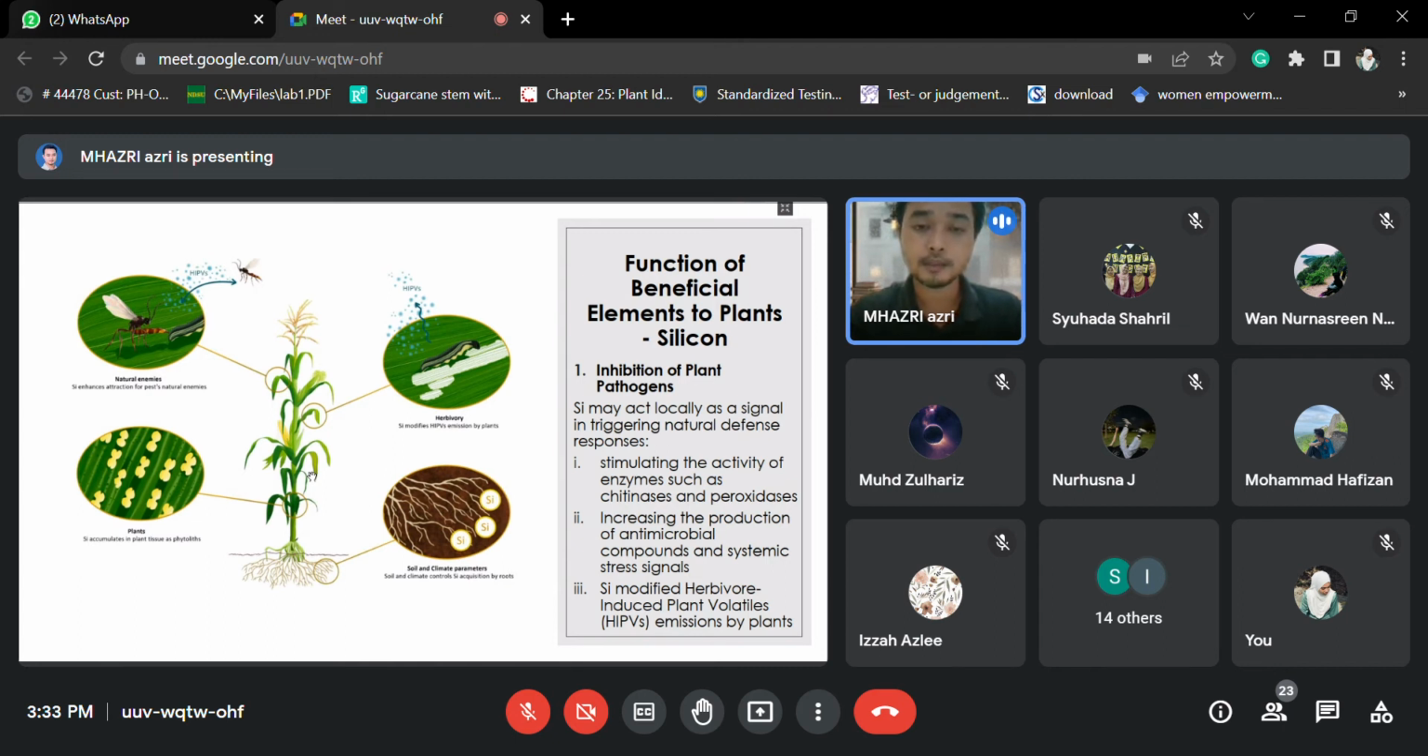Bahagian tisu tumbuhan yang being attacked by these pathogens will program a cell death, okay, necrotic lesions. Sebab apa? Bila dia hasilkan necrotic lesions ni, sel tumbuhan tu dan pathogen yang ada dalam sel tu akan mati. So dia dapat halang pathogen tu daripada merebak ke bahagian-bahagian pokok yang lain. Okay. Yang tadi selain daripada itu, silicon also can modify or increase the productions of HIPV. Itu tadi saya dah terangkan. Okay.